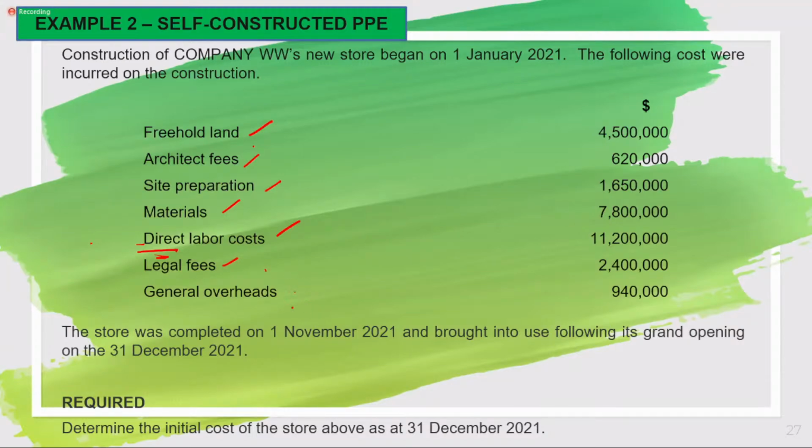General overhead. No. Enggak. So general overhead is a no. Because general overhead, you tak tahu berapa banyak yang pergi ke store. Mungkin general overhead dia guna untuk electricity for example. Mungkin dia guna untuk pejabat. Okay, part of it will go to the office. So you don't know how much directly to the store. So you cannot put in.